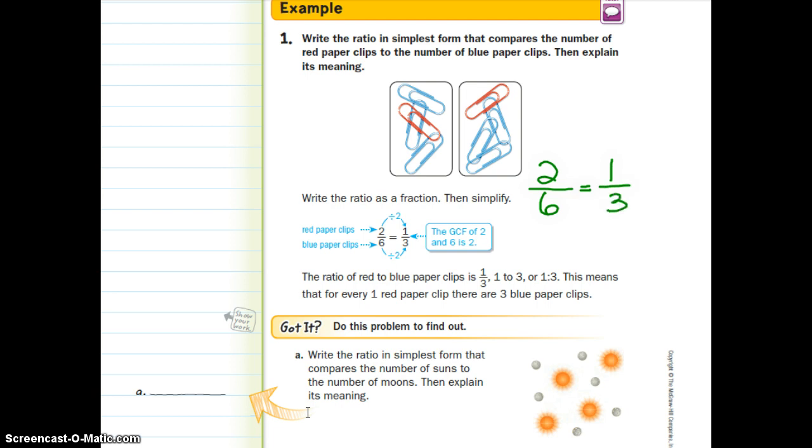Now, I'm going to talk about labels. It's extremely important to put labels. So in this case, I'll use an R and a B. If you put a label, then you won't confuse which one they're talking about. This becomes very important when they switch it around on you. So be very careful that you read. In this case, it's red to blue. So we know red to blue is 1 to 3, or 1:3.